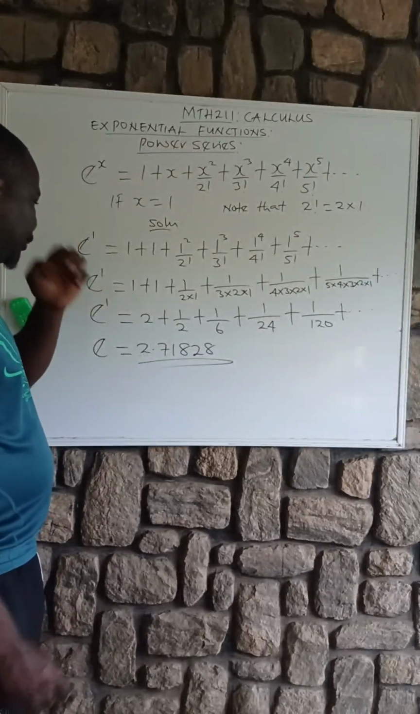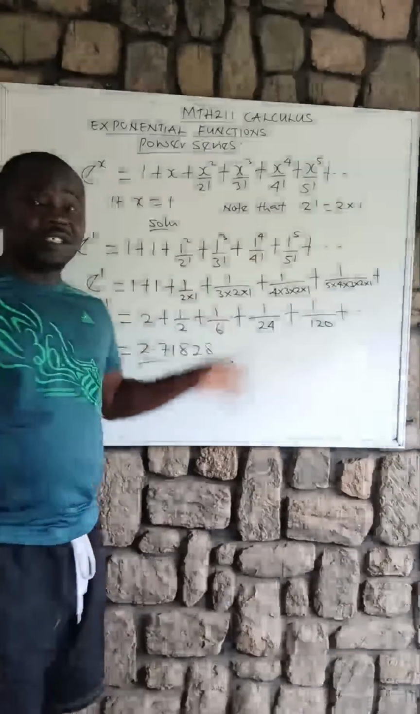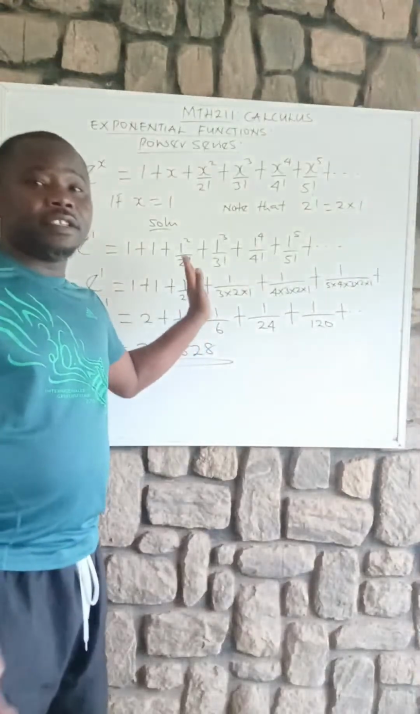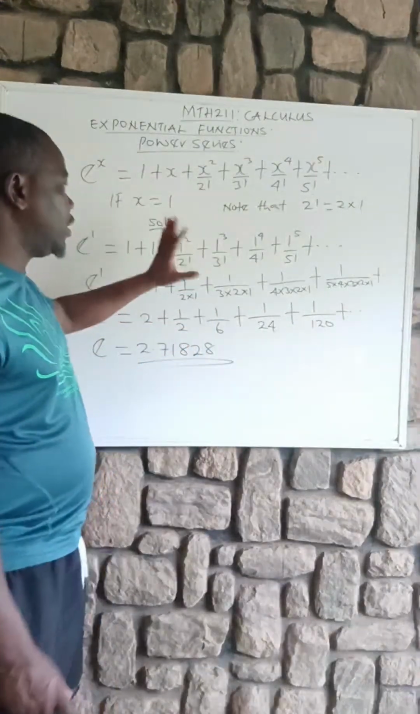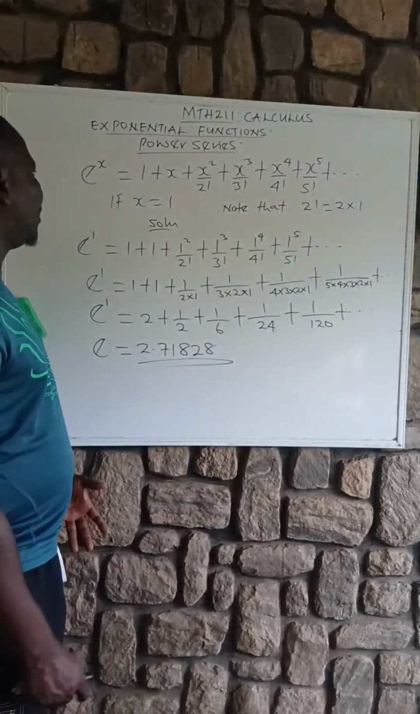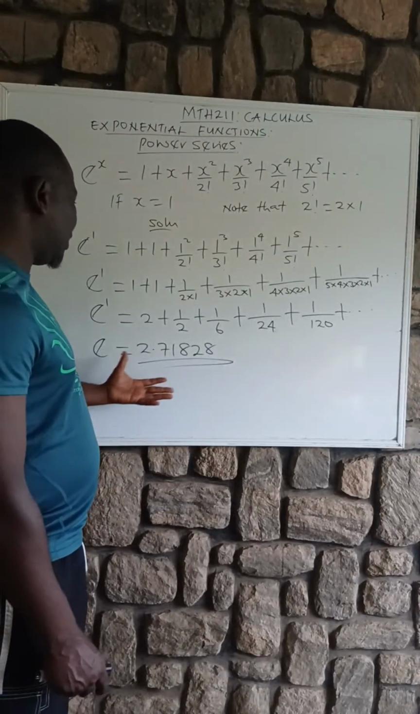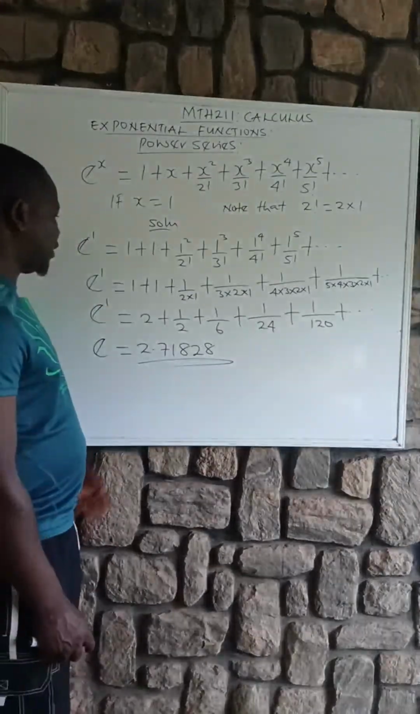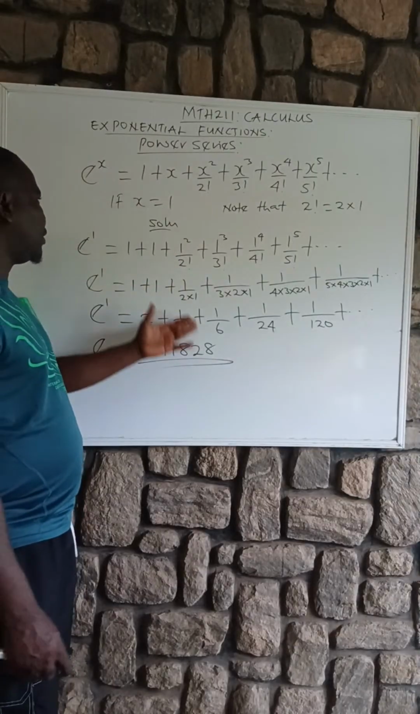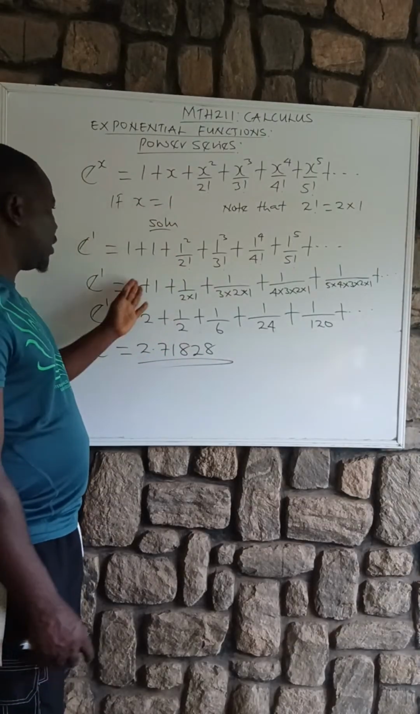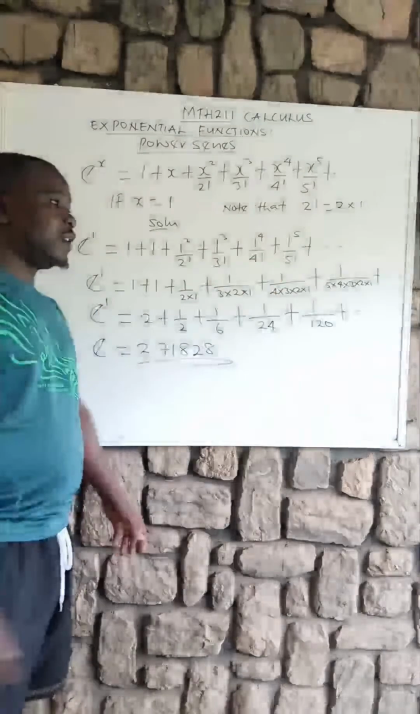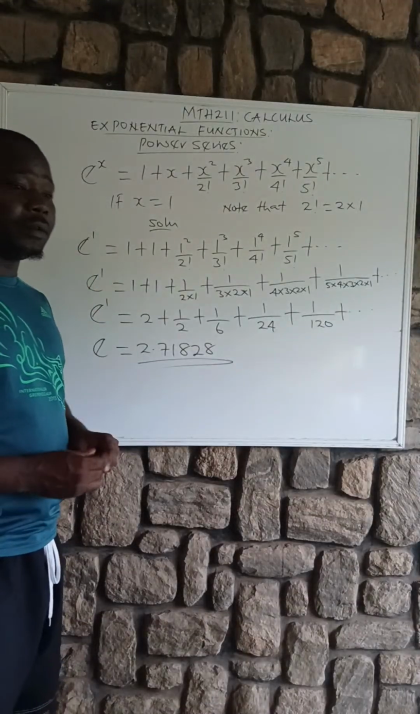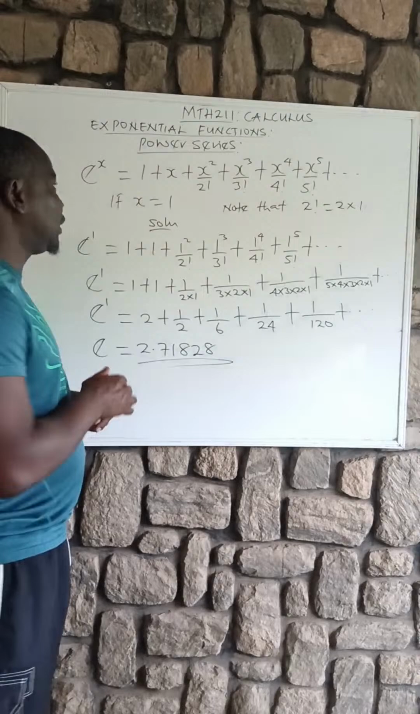Anyway, I told you that I will not go deep in power series, but you meet it in HND. So I just try to do the simplest parts in power series. So this is how you are going to compute the power series if x is equal to 1. Is that clear?